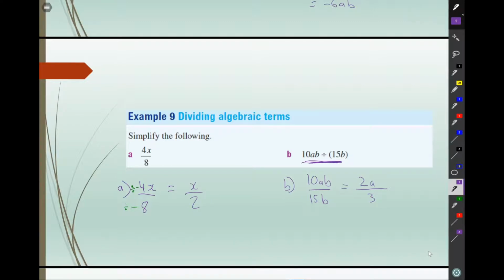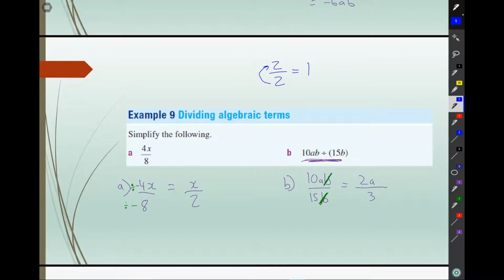We have a b on the top of the fraction and on the bottom of the fraction. What we can do with this, when we have a letter that's the same on the top and the bottom, is we just cross them out. Now, the reason we can cross them out is this. I want you to think about just numbers now. If we divide a number by itself, what's the answer? It's 1. How many times can we fit 2 into 2? Well, it's 1 time. In the same way that 2 divided by 2 is 1, x divided by x is 1. And we use that principle down here to just cross out the b's. So all we're left with is 2a over 3.